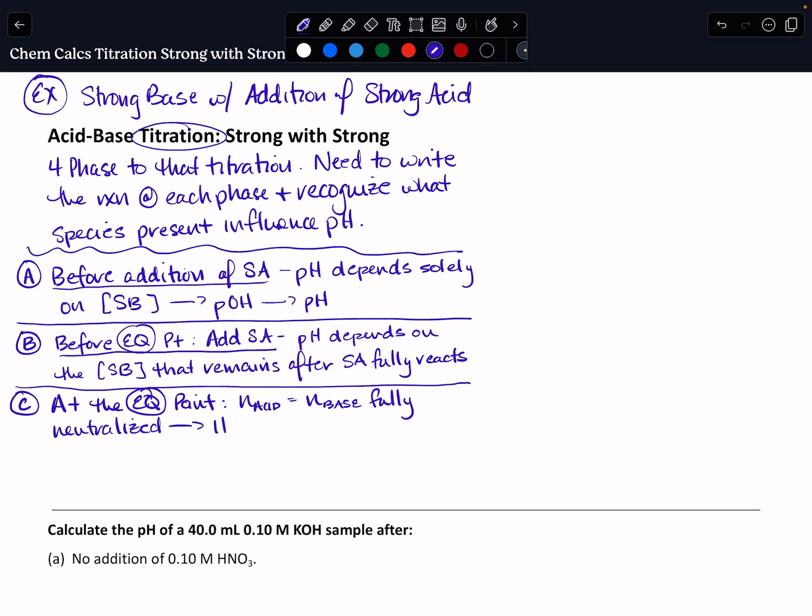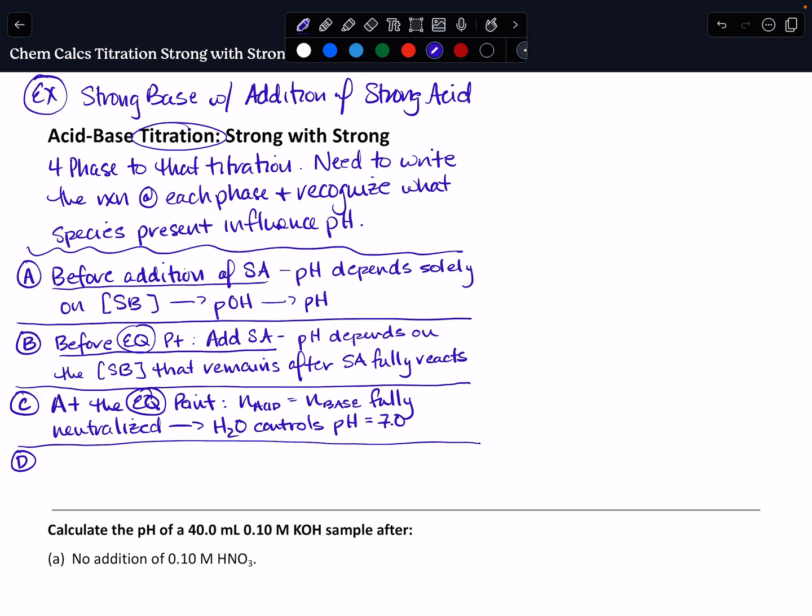So water controls that pH value, which means it's going to equal 7. So when you reach the neutralization point of a strong acid, strong base titration, you should have a pH value of 7. If you do not, then something has gone wrong with your titration. You better go back and check your setup.